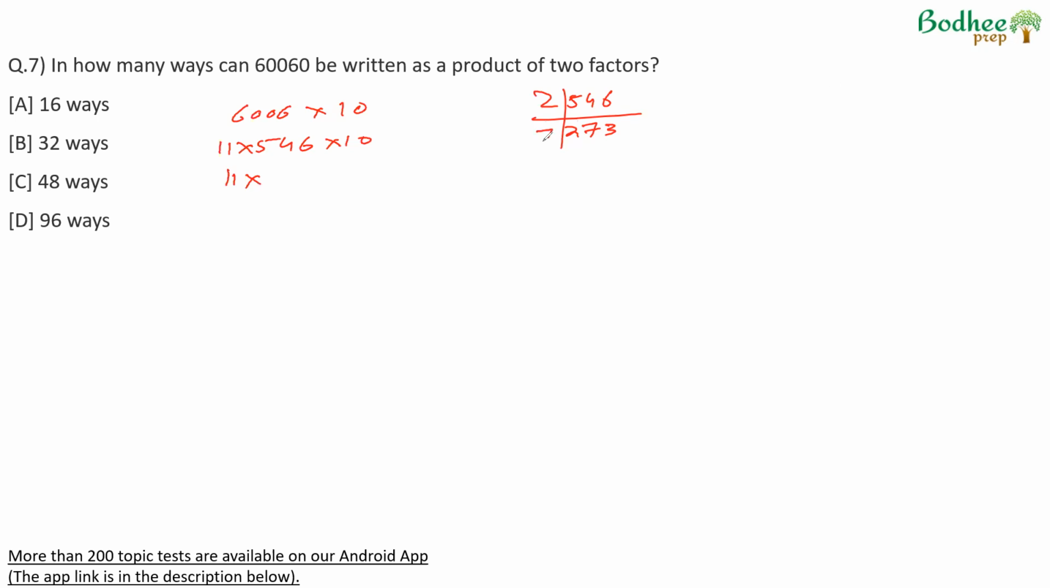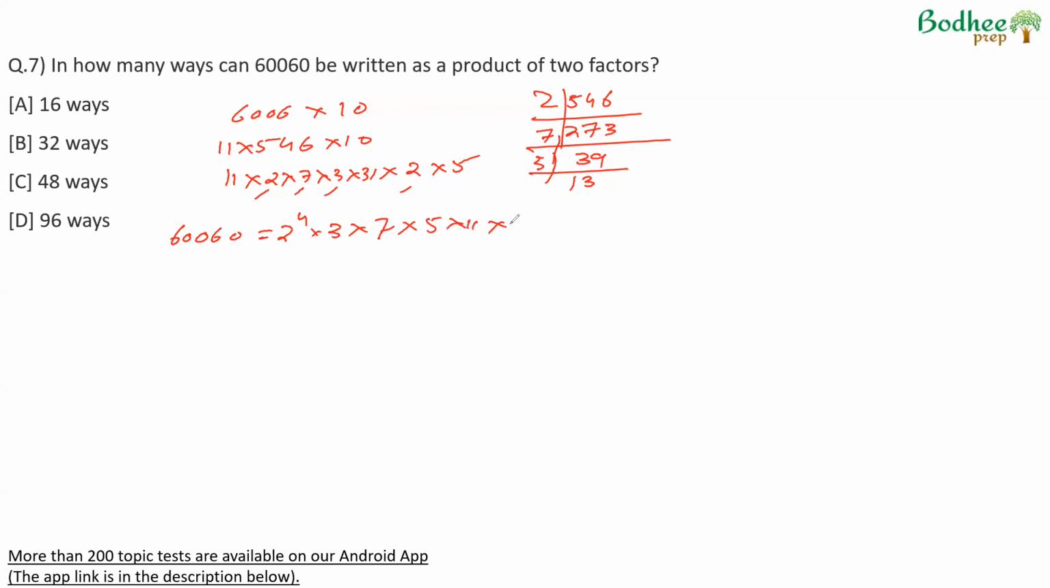273 divided by 7, 7 3s are 21, 39, 3 and 13. This becomes 2 into 7 into 3 into 13. And 10 is 2 into 5. So 60060 will be nothing but 2 raised to power 2 into 3 into 7 into 5 into 11 into 13.